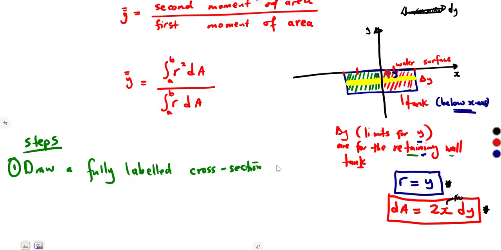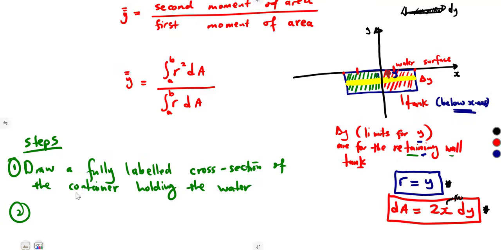Cross-section of the container holding the water, on the system of axes. We have two options: the x-axis can be the water surface, or the x-axis can be the bottom of the container. For this calculation, I'm going to take my x-axis at the water level, which is our water surface.